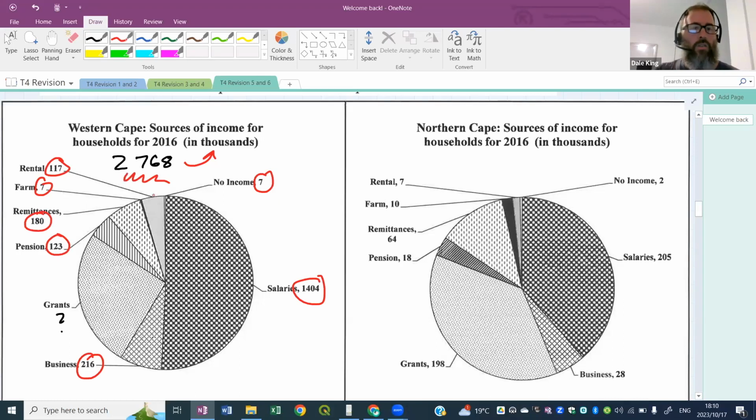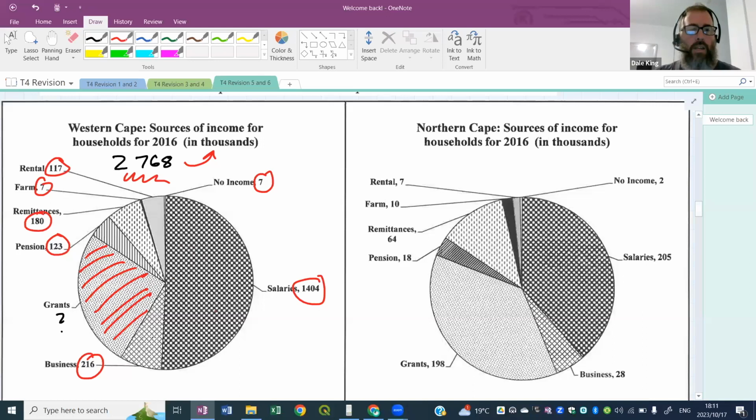All right. So 2768 makes sense when we look at all these numbers. But grants are not included here. They're not shown on the graph. And the grants are actually quite a big part of this pie chart. So let's do this for a second. Let's roughly, and I mean really roughly, estimate the grants number.